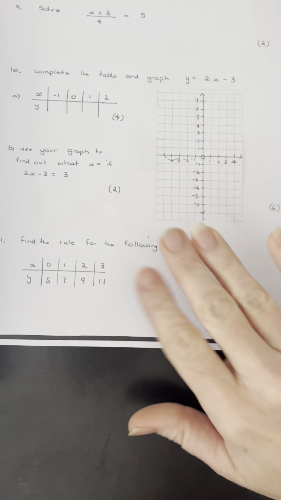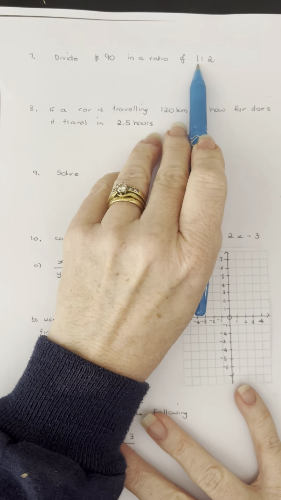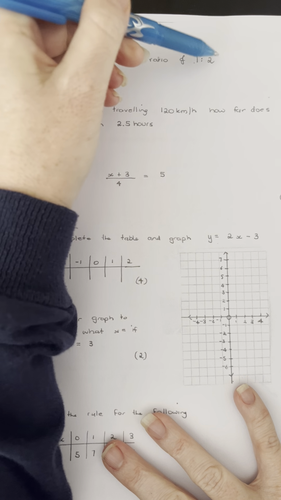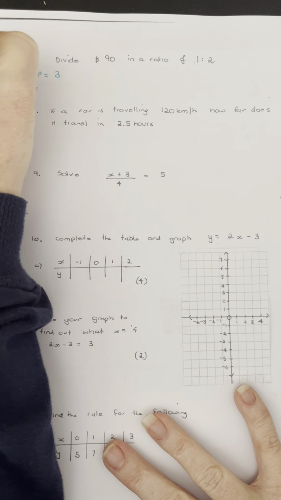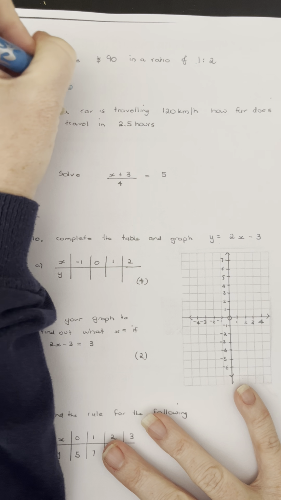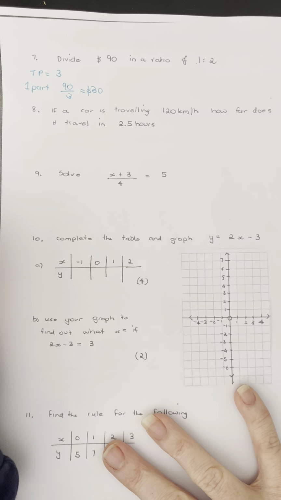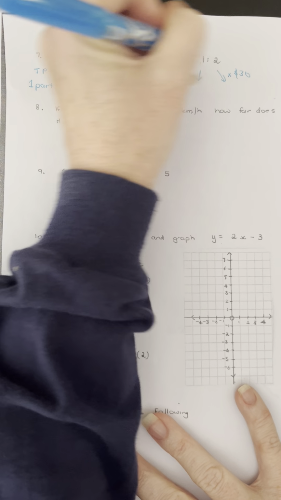Going on to the second page, we have dividing $90 in a ratio of 1 is to 2. So I first want to know my total parts. So 1 part is to 2 parts. My total parts are 3. The value of 1 part is going to be 90 over 3, which will be $30. And then I'm going to multiply each of those by $30.